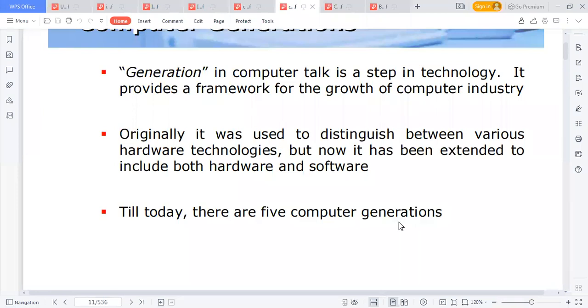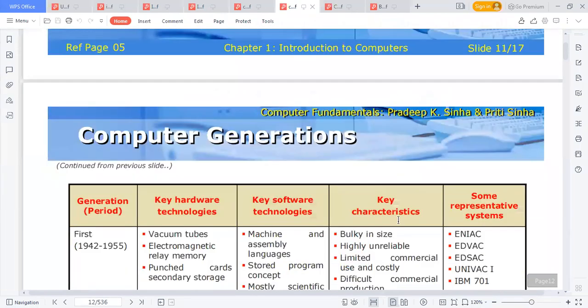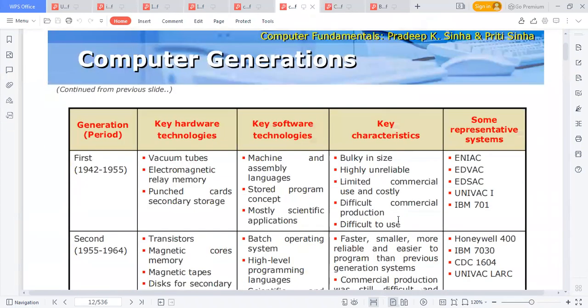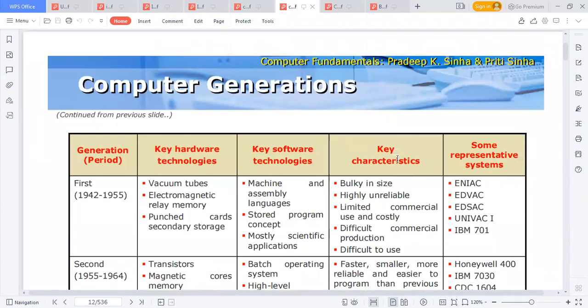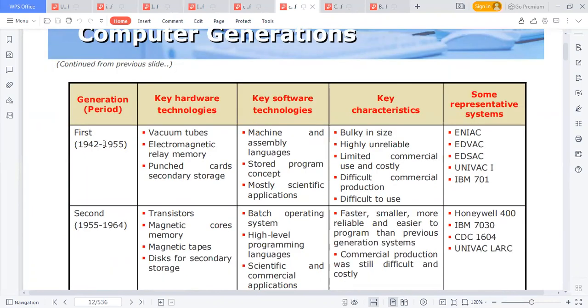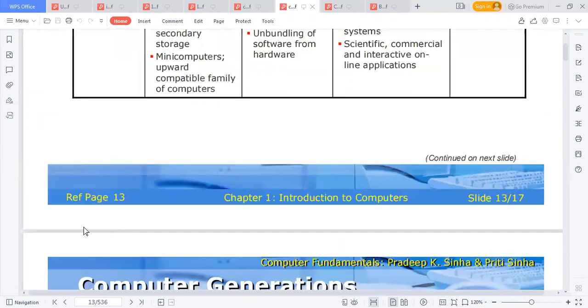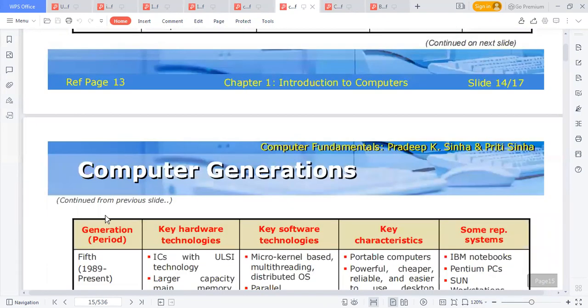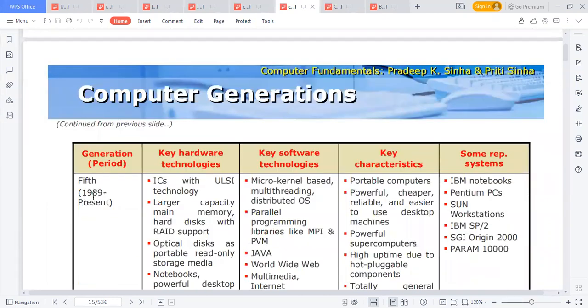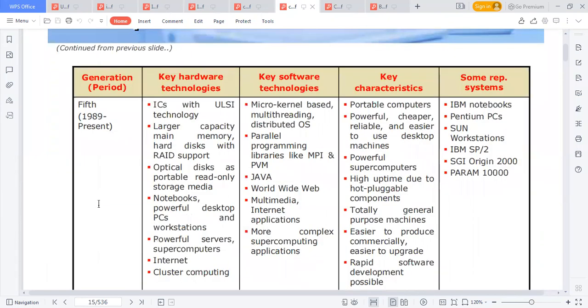So how many generations are here? Actually, 5 generations. This table shows the 5 generation periods, key hardware technologies, key software technologies, key characteristics, and some representative systems. This is the first generation, this is the second generation, this is the third generation, and this is the fourth generation. And this is the 5th generation, that means 1989 to present. So this is very important for you.